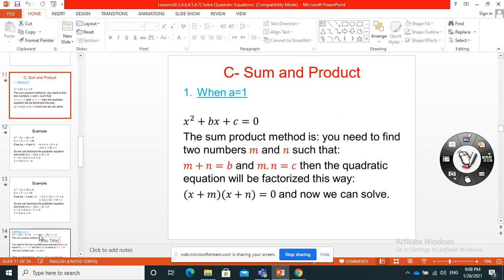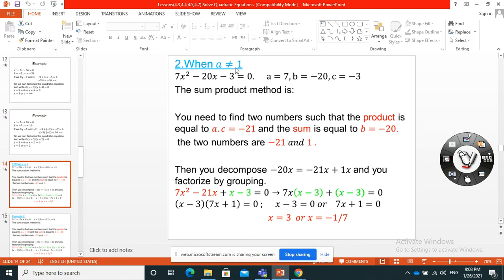We already did the video when A is 1, and we did different examples. Now we're going to do, in this video, the case when A is not equal to 1. Here we have another method, and please, I need you to really focus with me to understand how we're going to do it.